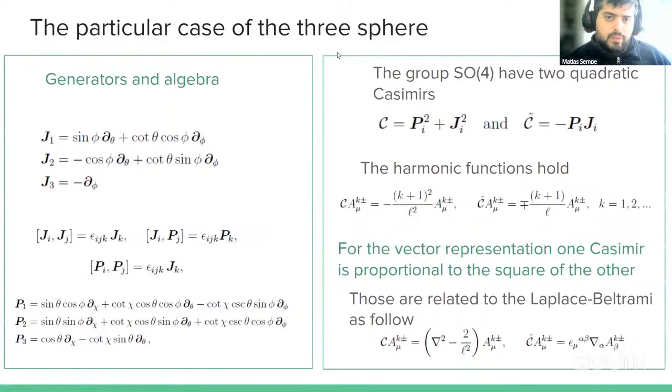So before we move to the graviton, let's talk a little bit about what happens in the very particular case of 3 dimensions, in particular in the sphere. In the sphere, we can have the generators that are on the left. They are written in a way that resembles that the SO(4) group can be written as the product of two groups.